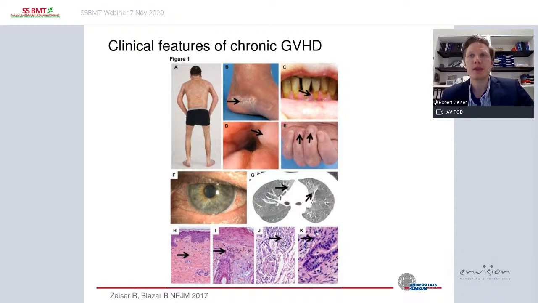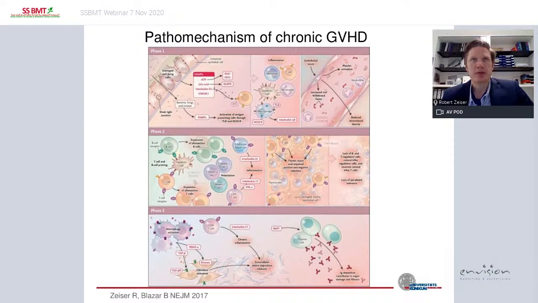So what is the pathomechanism of chronic graft versus host disease? This is shown here in this sketch. It's divided into three phases: an early phase where danger signals are released, such as ATP, uric acid, or others, and they lead to the activation of different types of immune cells, innate immune cells such as monocytes, macrophages, dendritic cells, but also then at a later time point T cells. In the early phase they also cause vascular damage, in particular endothelial cells are affected.